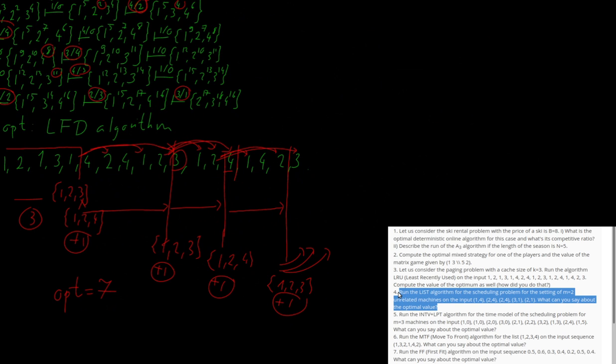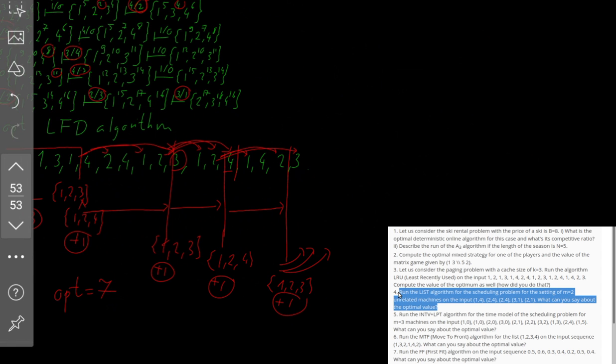So the fourth one is now about the list scheduling algorithm for the scheduling problem for unrelated machines, and you will get such an exercise as well. You will have to do it either for unrelated machines or for related parallel machines, but those are the two options you will have.